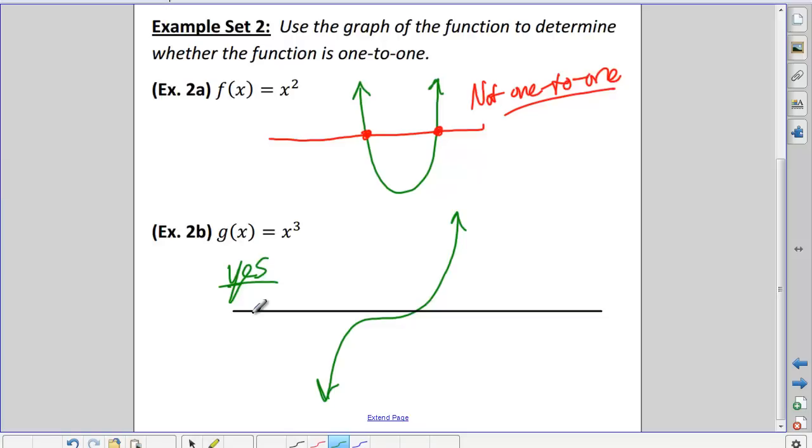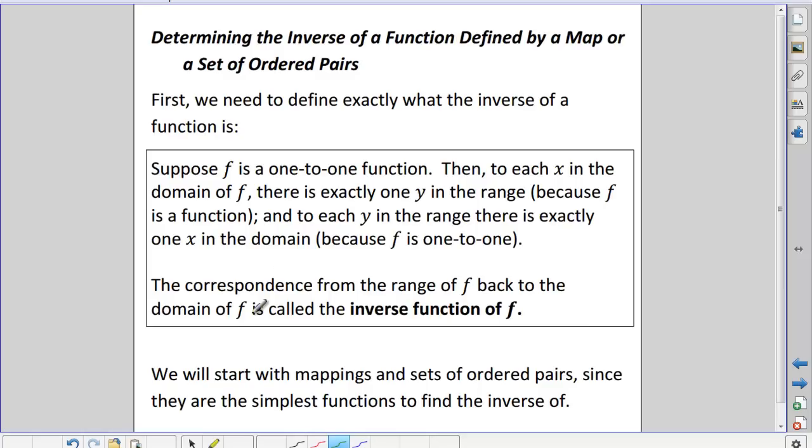So it's very similar to the vertical line test. The vertical line test says if you draw a vertical line that crosses more than once, it's not a function. The horizontal line test says if you draw a horizontal line that crosses more than once, it's not one-to-one. So that's it for one-to-one functions. Let's look now at inverse functions.